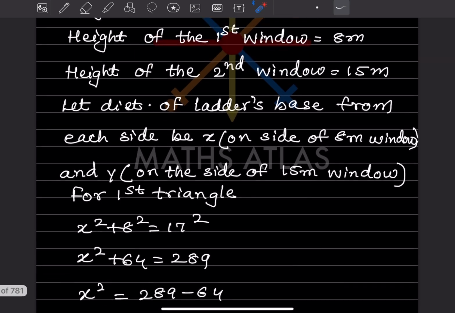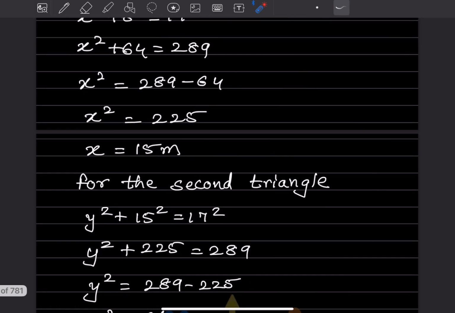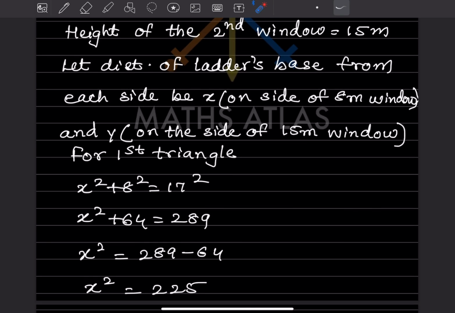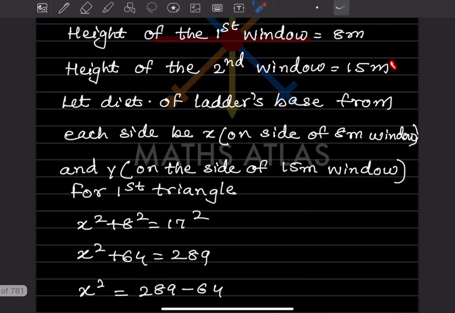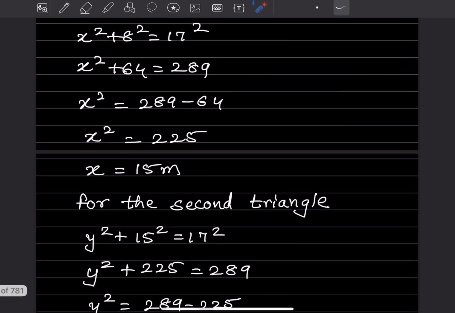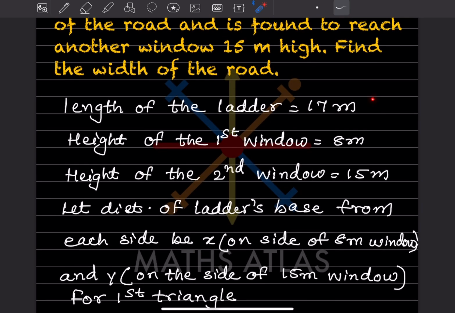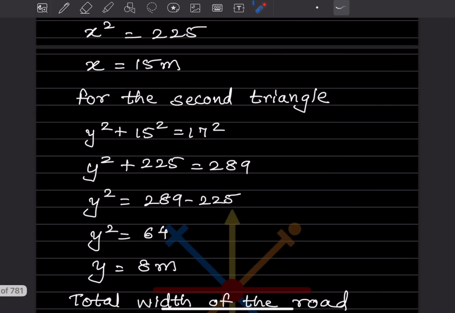And now for the second triangle, for y, we have considered this as y on the side of the 15-meter window. So we can say y square plus 15 square, because the height is 15 and the length of the ladder is the same, 17. So y square plus 15 square is 17 square. So y square plus 225 is 289. So y square will be 289 minus 225, so y square is 64. So y is going to be 8 meter.